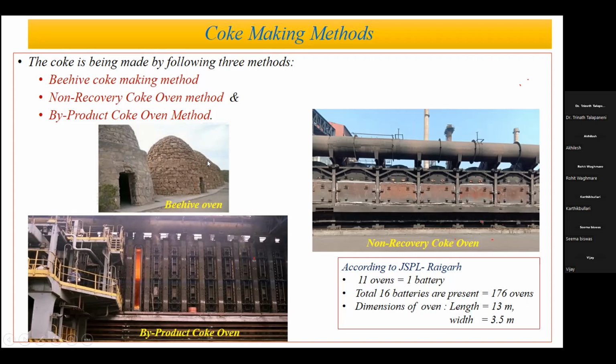So slowly, this was a prototype of the ovens which we have now, that is, the non-recovery coke ovens, and we have byproduct coke ovens. Today these two ovens exist in different steel plants. Some plants are adopting the non-recovery coke oven process, and some plants are adopting the byproduct coke oven process for production of coke.